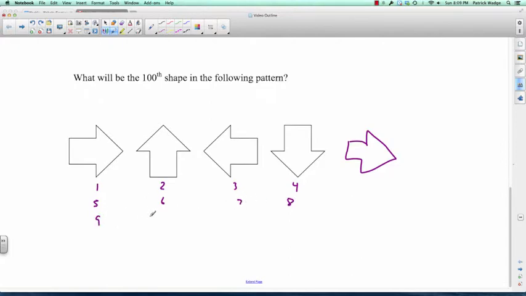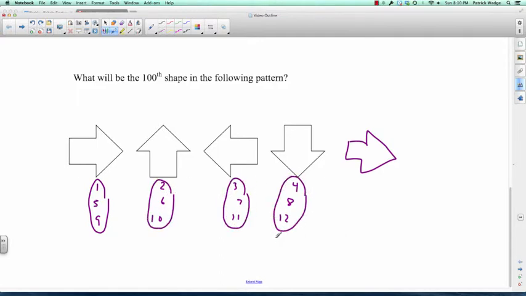This will be the ninth, the tenth, the 11th, the 12th. Should I keep going all the way up to 100? No, I don't want to do that. If you look, one of these sets of numbers, they all have something in common. And it's this last one. What's true about all these numbers? They're all multiples of 4. 4, 8, 12. So the next one would be 16, 20, 24.